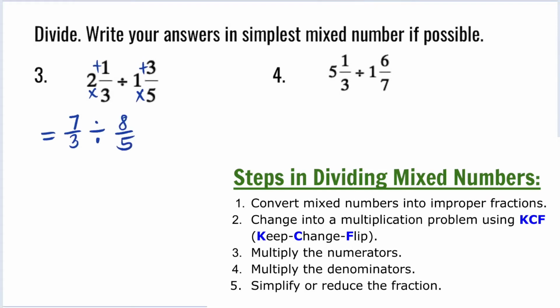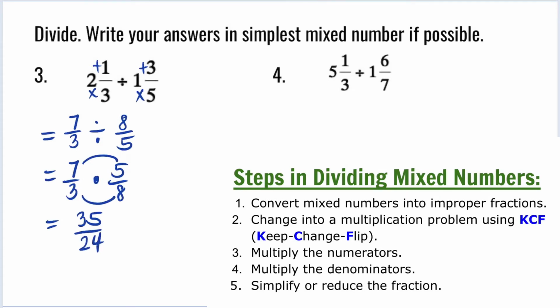Next, we change this into a multiplication problem using KCF. We keep the first fraction 7 over 3. We change division to times. And we flip 8 over 5, and that becomes 5 over 8. Now we multiply the numerators 7 and 5. And that is 35. We multiply denominators 3 and 8. And that is 24.